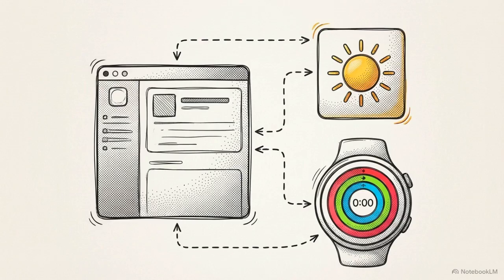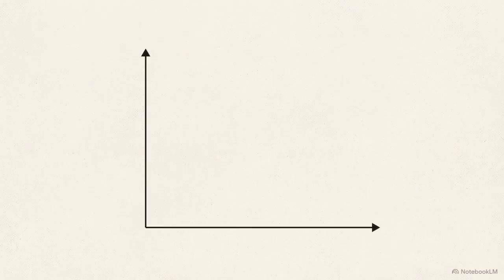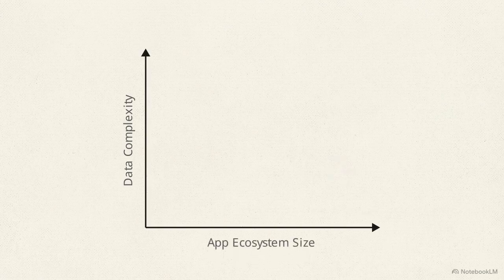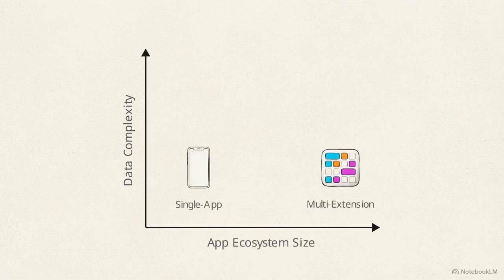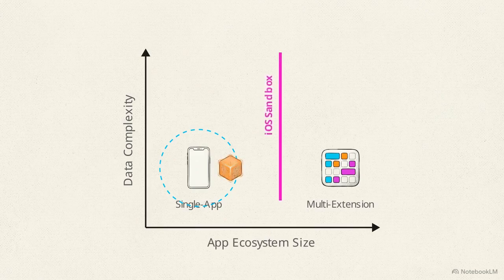You'll want to build home screen widgets or an Apple Watch companion app. This chart maps where the friction hits. The y-axis is data complexity, and the x-axis is app ecosystem size. Standard UserDefaults sits in the single app, low complexity quadrant. Scale horizontally to support a multi-extension ecosystem, and it violently hits a wall.